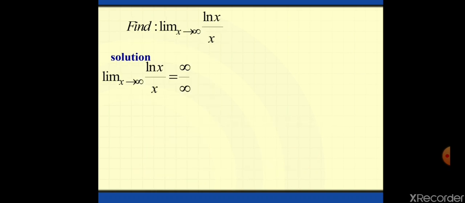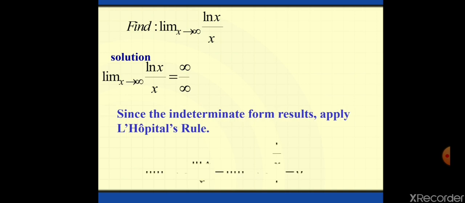Another example. Find the limit of ln x over x when x approaches infinity. If you try direct substitution, the result is infinity over infinity. It doesn't make any sense, so you have to use L'Hopital's rule. Find the derivative of the function above: ln x has derivative 1 over x, and the derivative of x below is 1. Now substitute, using direct substitution when x approaches infinity. Here 1 over infinity equals 0, so the final answer is 0.